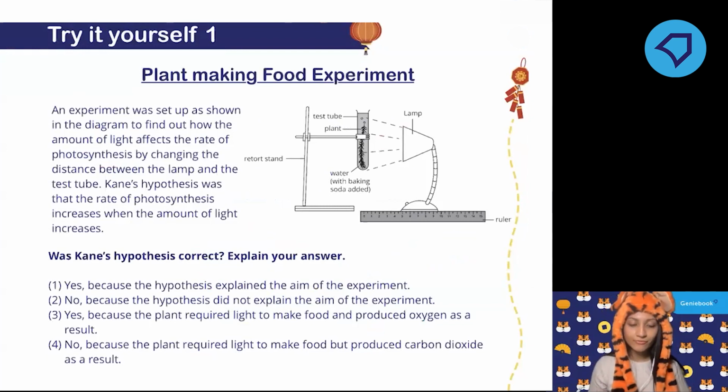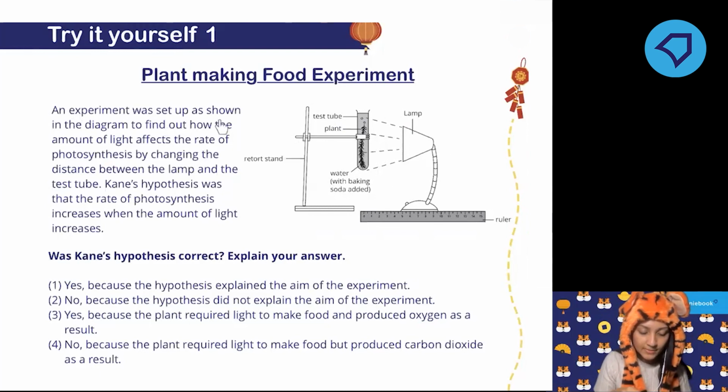All right, so let's look at the second bubble question, excluding the first question, the test out. So, plant making food experiment. Let's look at this experiment. We have the lamp here. We have a test tube with an underwater plant, or water plant. And then they added baking soda. The retort stand is just to hold the test tube up. And we have a ruler here.